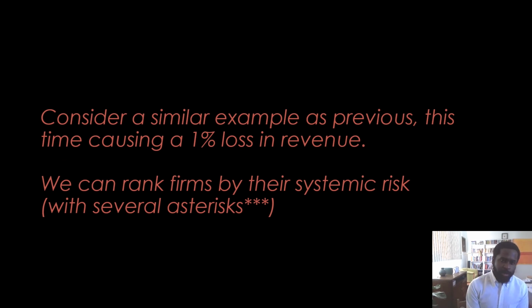So let's go back to consider a similar example as previous, this time causing a 1% loss in revenue. We can go and rank firms according to their systemic risk with several asterisks, right? So we can name names, but knowing that this is not a true prediction, we're not calling anybody out and saying this company is at the highest risk category. I think there's additional work that should be done in this effort before it's used in some type of formal stress testing avenue. But I think it definitely could be eventually.